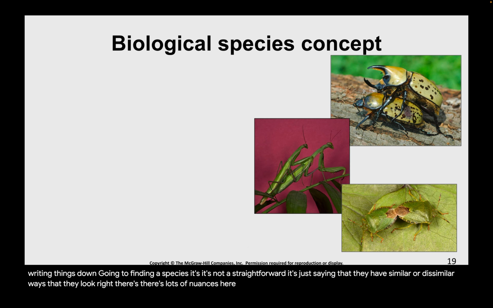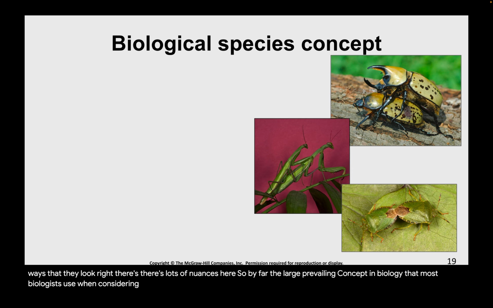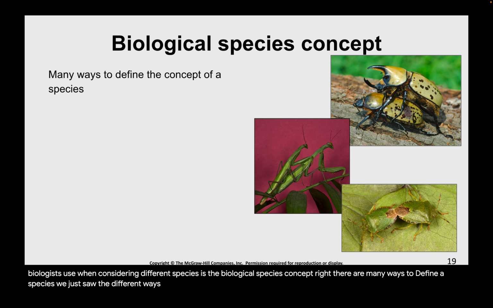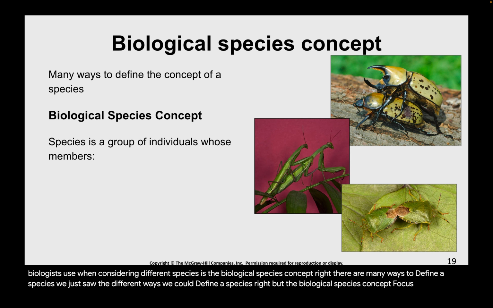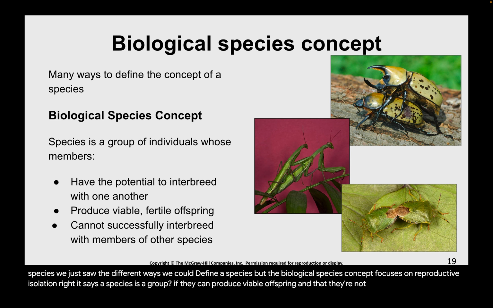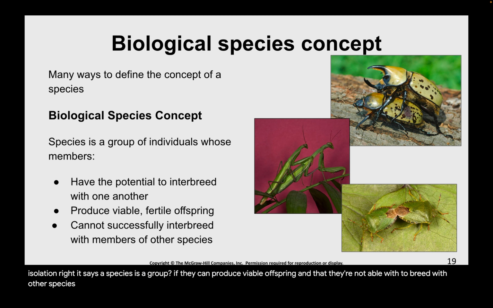All right, so by far the prevailing concept in biology that most biologists use when considering different species is the biological species concept, right? There are many ways to define a species. We just saw the different ways we could define a species, right? But the biological species concept focuses on reproductive isolation, right? It says a species is a group if they have the potential to interbreed with one another, if they can produce viable offspring, and that they're not able to breed with other species, right?